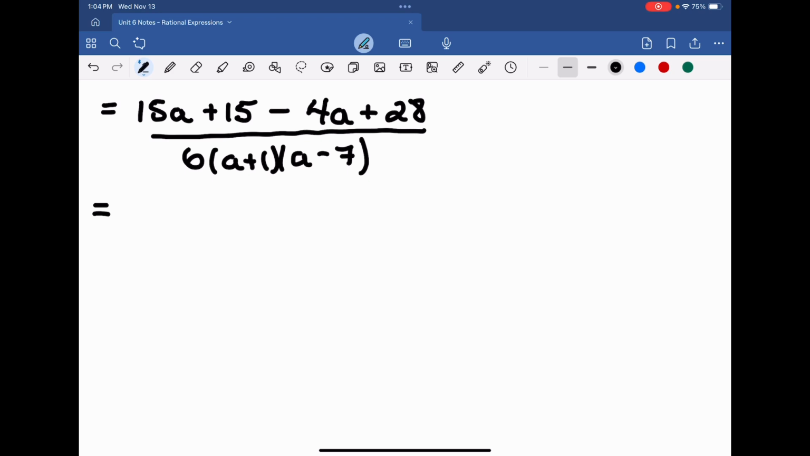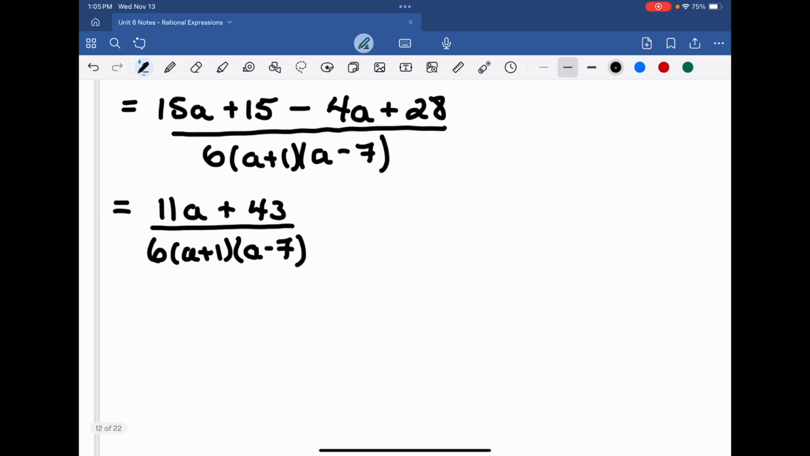Now, in the case of this, it's going to simplify to 15a minus 4a is going to be 11a. We then have 15 plus 28. Well, if we add 10 and 20, we get 30. We add the 5 to the 8. This is going to give us, I believe, 43. So we're going to go plus 43, and then all divided by, in the denominator, 6, a plus 1, and then a minus 7. Awesome. So there's our final term.